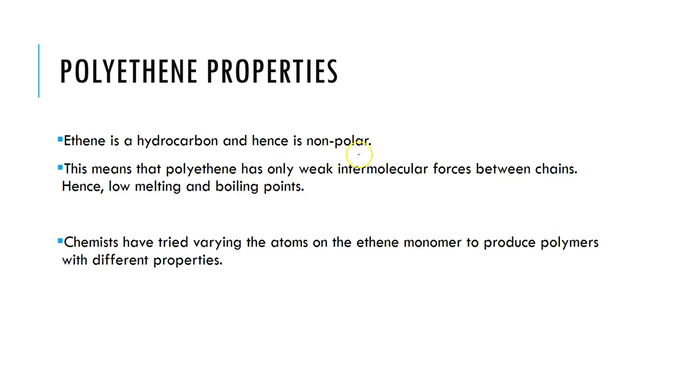So because it is nonpolar, it only has dispersion forces between chains, or London forces between chains. So they tend to have low melting points and boiling points. We can vary the atoms on ethene monomers and produce polymers with different properties, so we can tune it depending on what we hang off the polymer. Okay, so we can hang maybe a benzene group off it, or we might hang a carboxylic acid off it, or something like that. And by hanging these different functional groups off our polymer chain, we can vary the properties that we see.